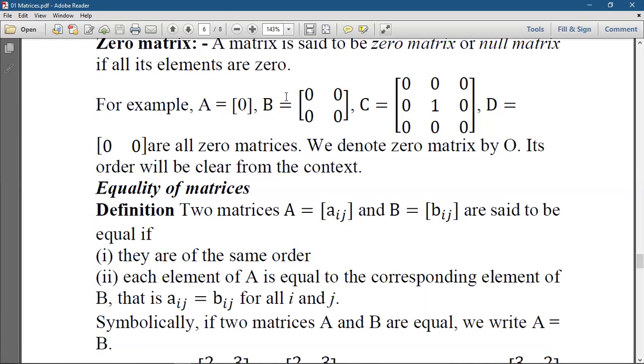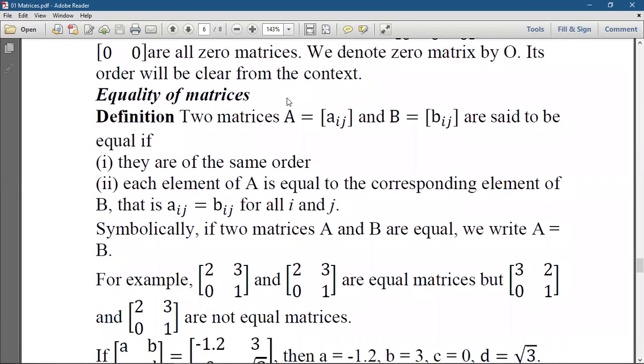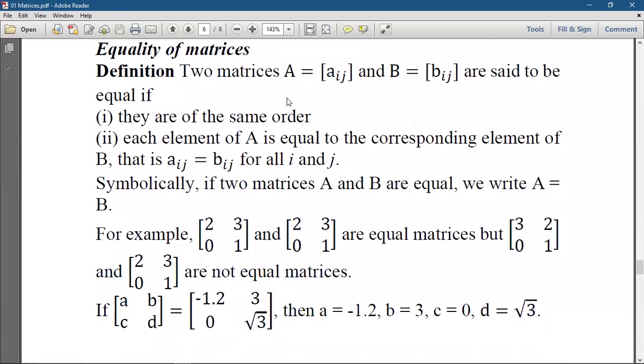Now next one is the equality of two matrices. How can we say that two matrices are equal? Two matrices A equals Aij and B equals Bij are said to be equal if they are of the same order and each element of A is equal to the corresponding element of B, that is Aij equals Bij for all i and j. That means first of all the order of the matrices must be equal.